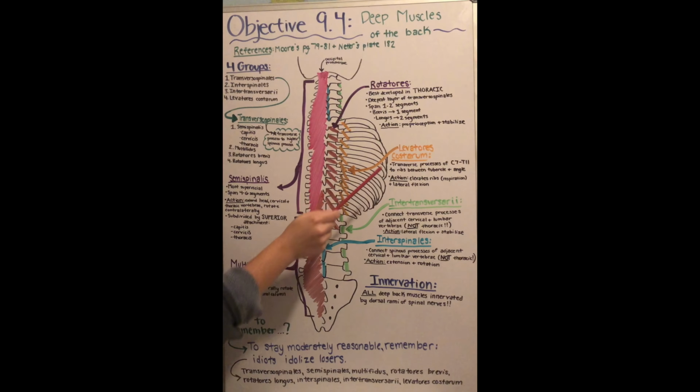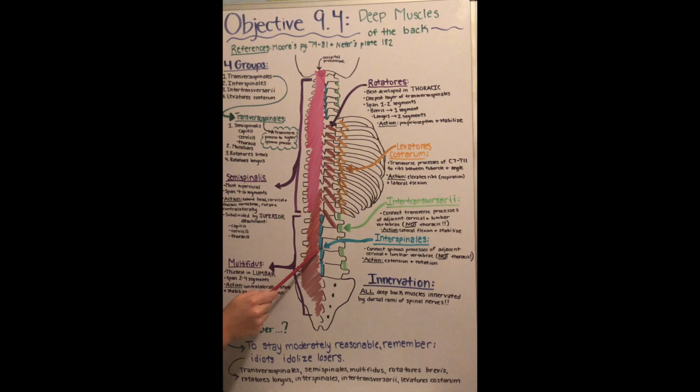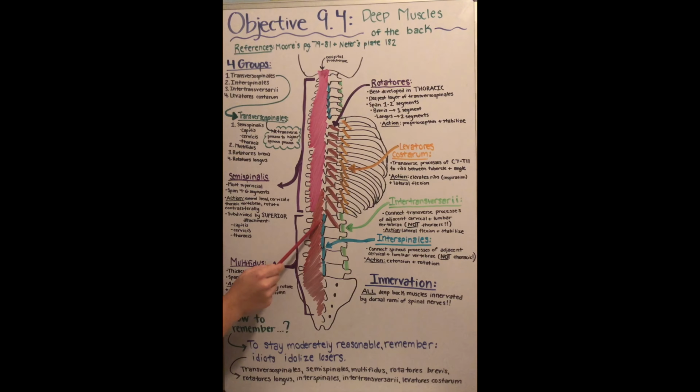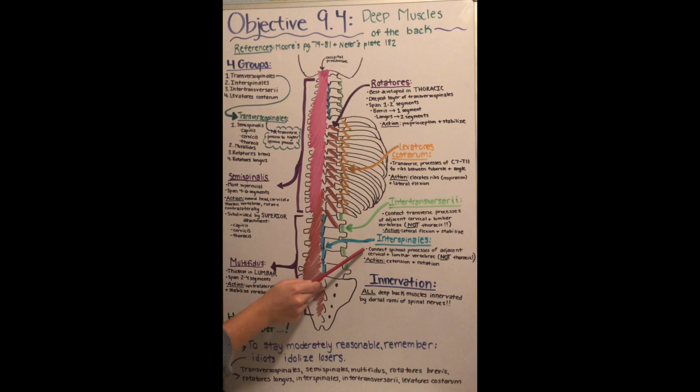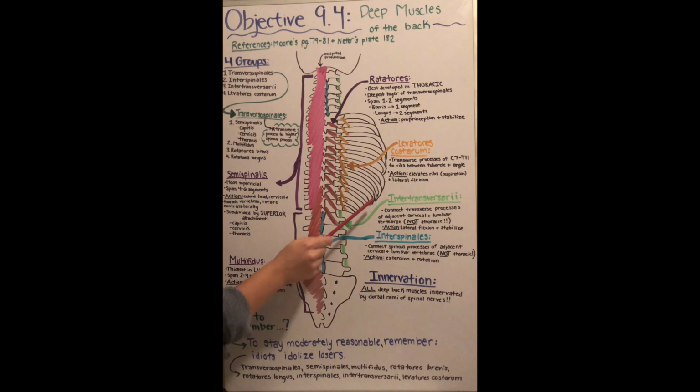These are the smallest of the deep back muscles. First, we have the interspinalis. They connect the spinous processes of adjacent vertebra of cervical and lumbar vertebra, so not thoracic, and they aid in the extension and rotation of the vertebral column.